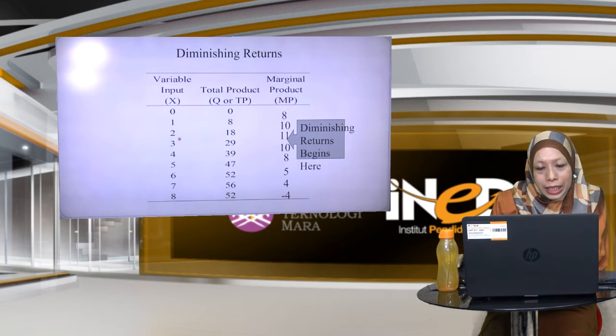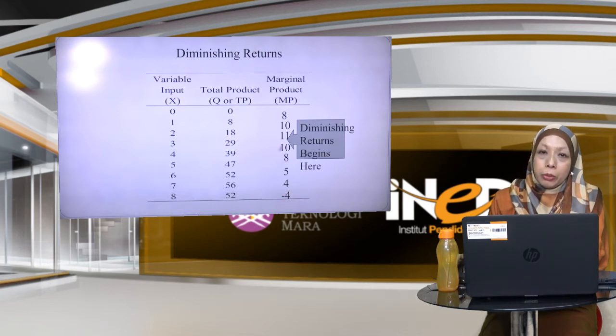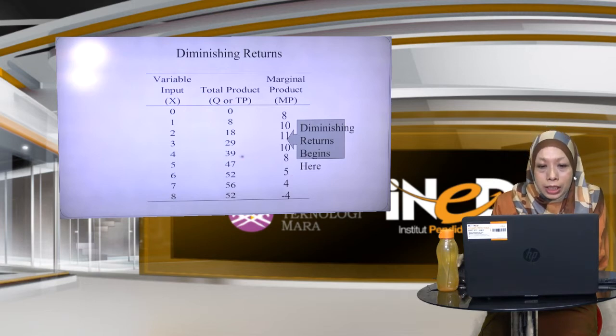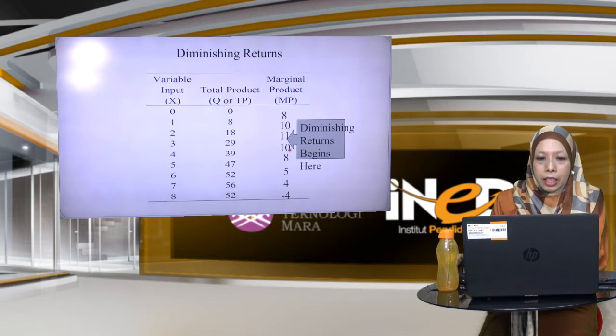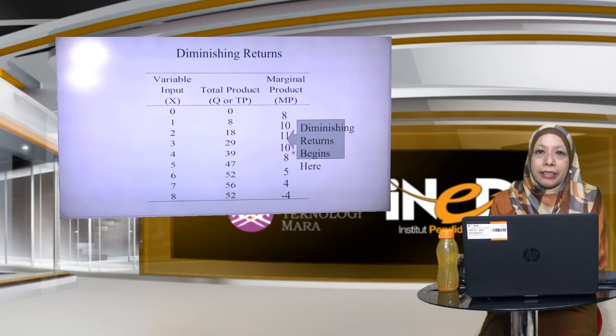But when you start adding in more inputs and the contribution of each input falls, this situation is what we call diminishing returns. So as you can see, this is the first unit, second, third. After the third worker, you can see that the contribution starts to fall. So this is what we call diminishing returns.